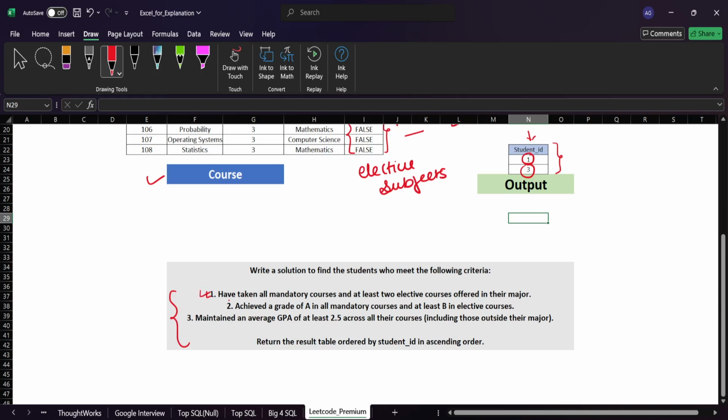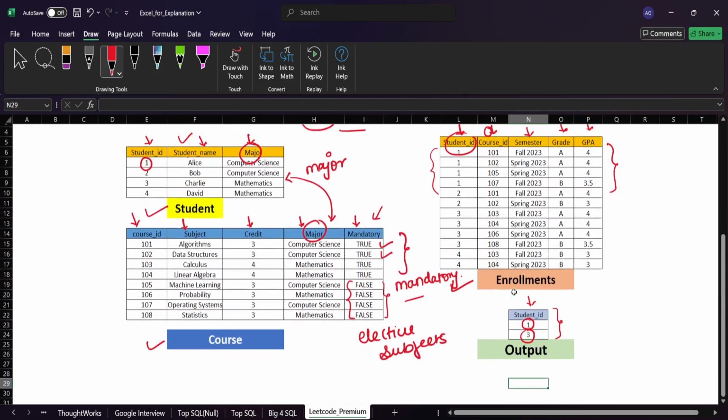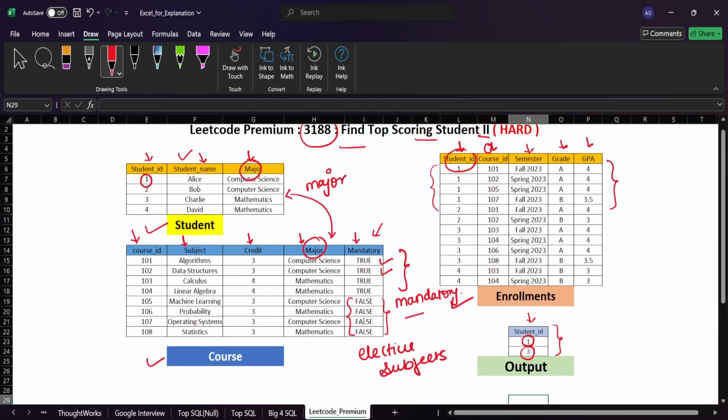The first criterion is: have taken all the mandatory courses and at least two elective courses offered in their major. As I mentioned, we have a few mandatory courses and a few elective courses. So a student who will come into the output must take all the mandatory courses. For student one, the major is computer science. For computer science, these four records are there: two are mandatory courses and two are elective courses.